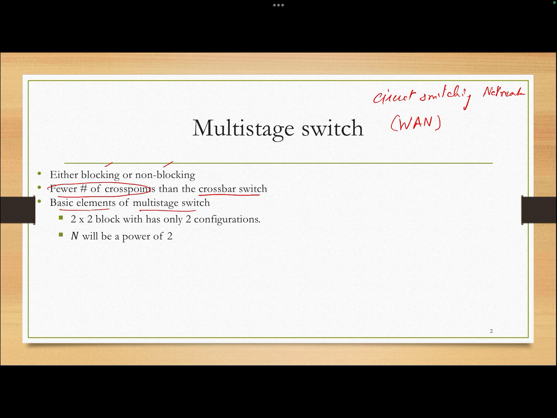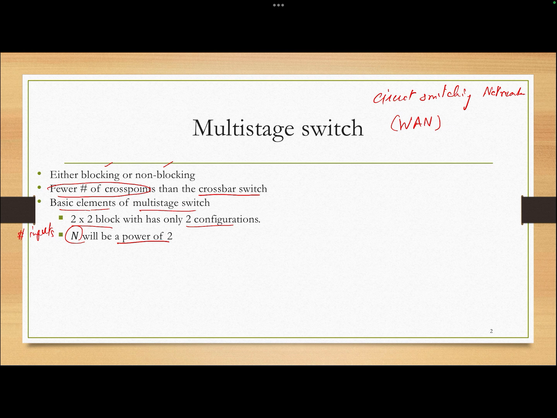switch. But now the basic block is the same. They are all the same, the 2x2 block. The 2x2 block will have only two configurations, which I will show you. And the number of input and the number of output are n. So if you use the basic block as a 2x2 block, then n will be a power of 2. If you use the basic block like 3x3 or 4x4 or 5x5, the n will not be a power of 2 anymore, if it's 3x3, for example, but that is not conventional. The one that everyone is using is 2x2.